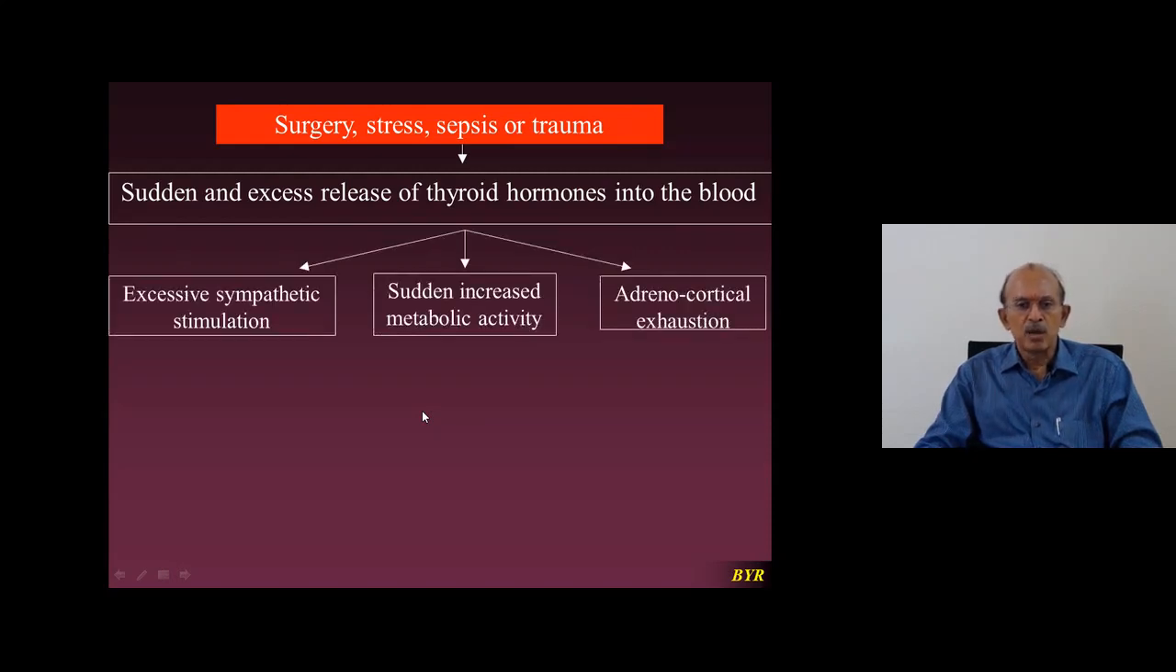This causes three problems. Number one, there will be sudden and excessive sympathetic stimulation. There is sudden increase in metabolic activity, and the adrenal cortex will get exhausted. That means it will be deprived of its contents. So suddenly there will be outpouring of adrenal cortical hormones into the bloodstream. Later, there are no adrenal cortical hormones at all because it will take some time for the adrenal cortex to resynthesize the cortical hormones. So there will be adrenocortical exhaustion.